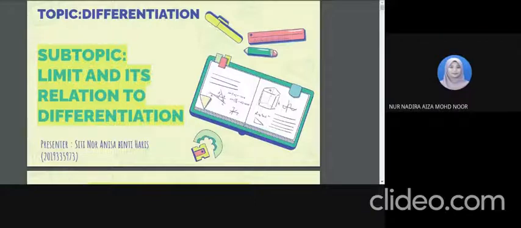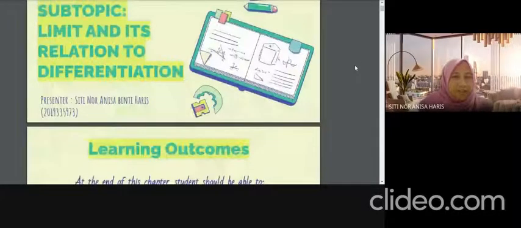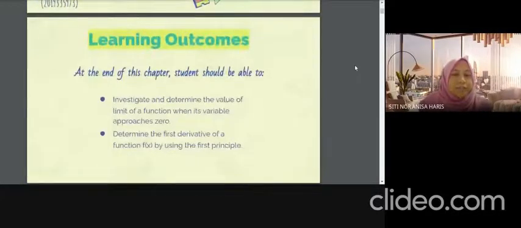Okay, good. So today we are going to learn about limits and their relation to differentiation, which is the first subtopic under the topic of differentiation. But first, let me explain the learning outcome of this subtopic so that you can expect what you are going to achieve from the lesson.